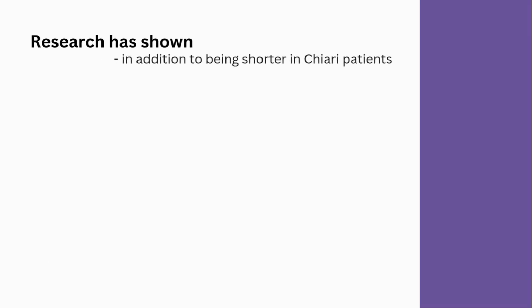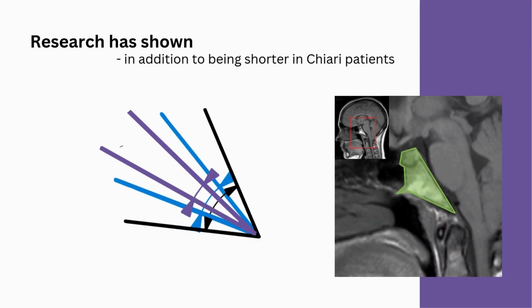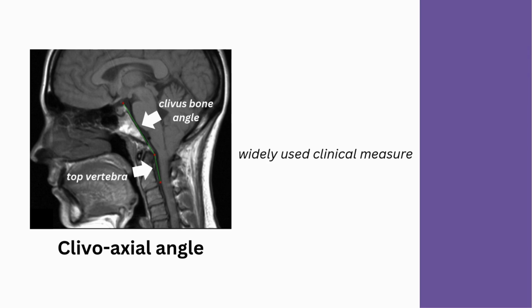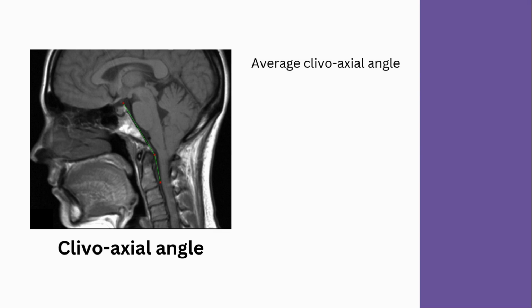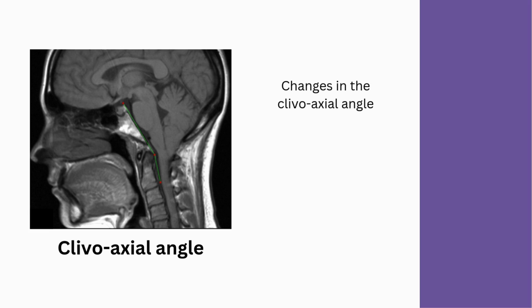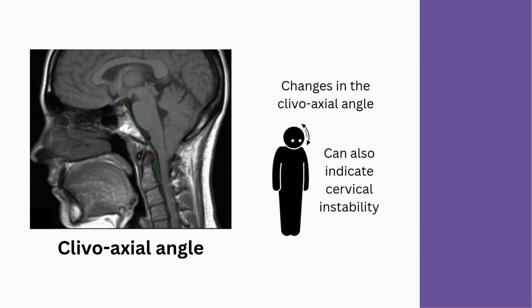Research has shown that in addition to being shorter in Chiari patients, the clivus bone can be angled differently. The clivo-axial angle is a widely used clinical measure, which shows the angle of the clivus bone relative to the top vertebra. Studies have shown that the average clivo-axial angle among healthy adults is around 150 degrees, and that a value of less than 135 degrees can indicate brainstem compression. Changes in the clivo-axial angle, as the head tips forward and back, can also indicate cervical instability.